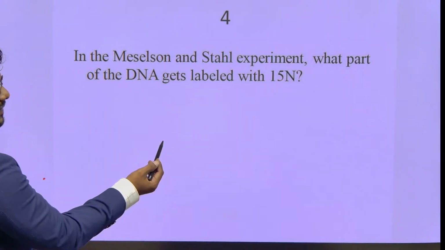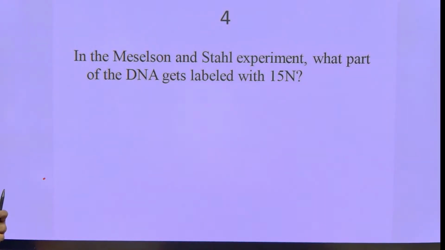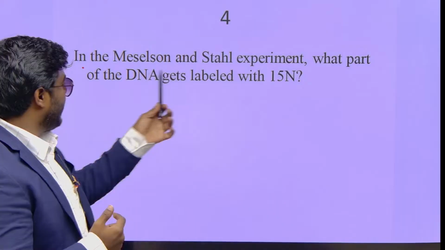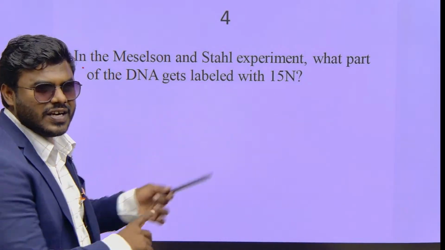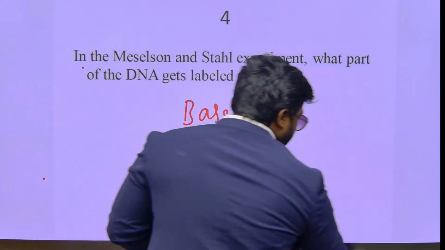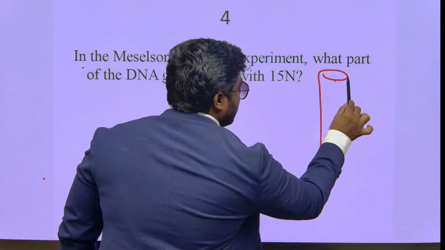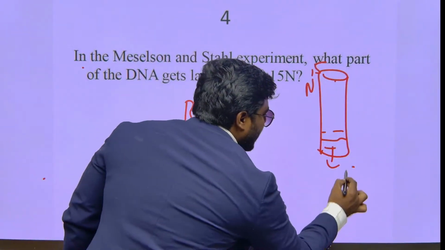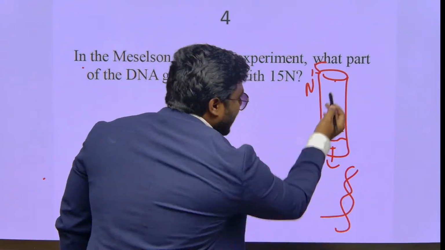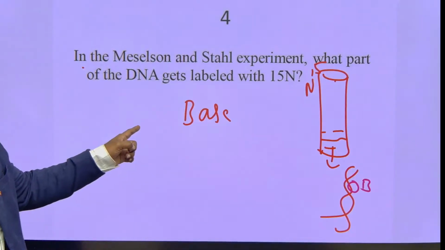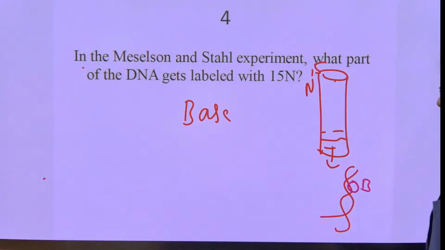What's the answer? I told you multiple times, in order to answer any given question, make it simple. Don't think too much. What is the question? In the Meselson and Stahl experiment, what part of the DNA gets labeled with nitrogen? What is that? Base. Correct, na? See, just now in the previous experiments we have seen, no friends. This is a test tube. This is the E. coli culture. I kept it under N15. Then from here, what did I isolate? DNA. And whether it is heavy or light, how can I know? By measuring the base only. That is what they are asking. Nitrogenous base. Correct, all correct.